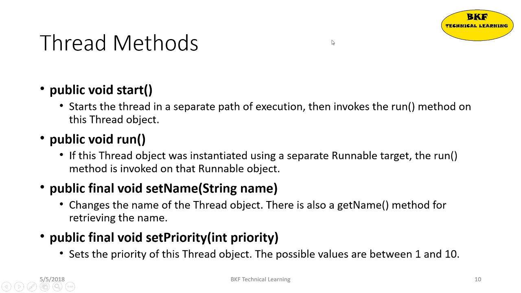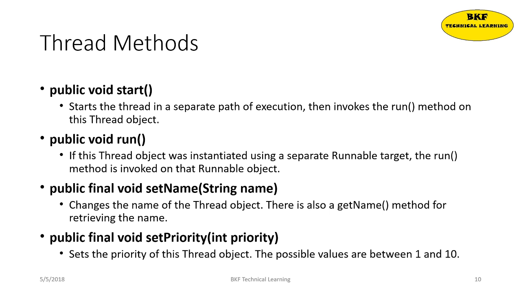Now thread methods. Public void start starts the thread in a separate path of execution, then invokes the run method on this thread object. Public void run. If this thread object was instantiated using a separate runnable target, the run method is invoked on that runnable object. The setName method, which takes the string parameter, changes the name of the thread object. There's also a getName method for retrieving the name.